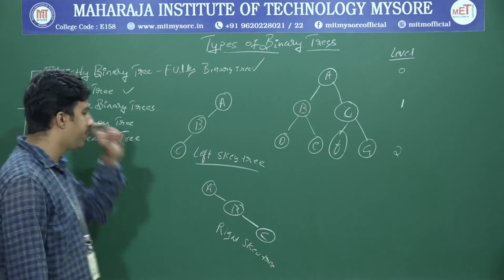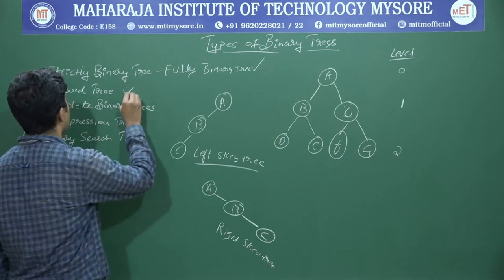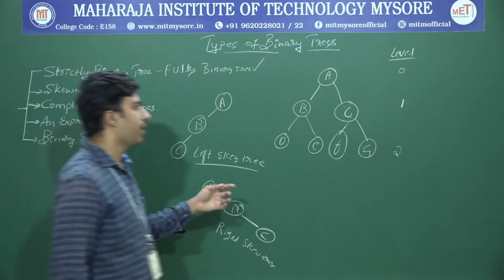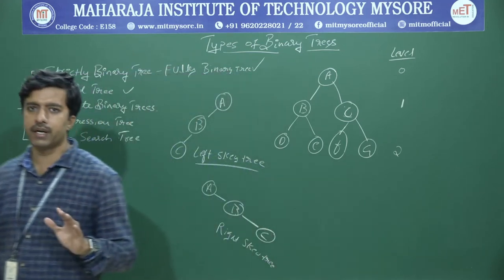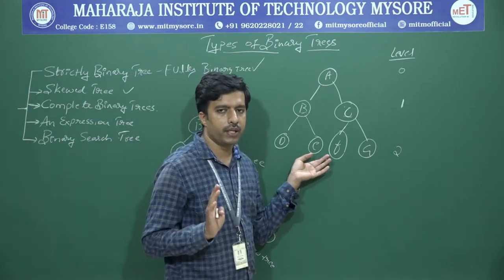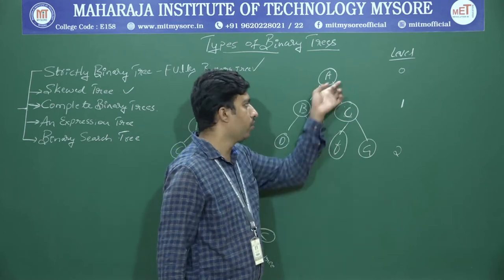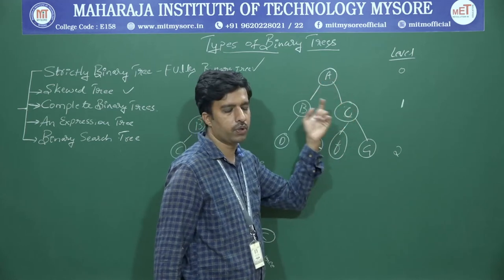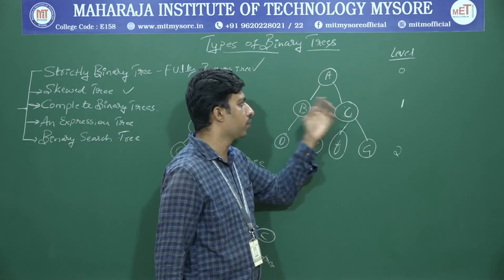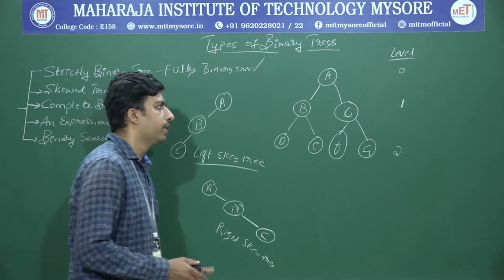Next one is the complete binary tree. It's simple. Don't confuse the strictly binary tree with the complete binary tree. A complete binary tree is a binary tree in which, except possibly the last level, every level is completely filled. In a strictly binary tree, every node should have 0 or 2 children. But a complete binary tree is a tree where the last level need not be filled.